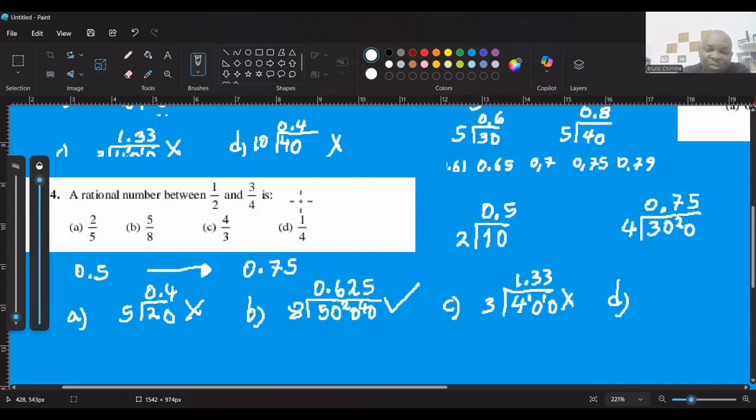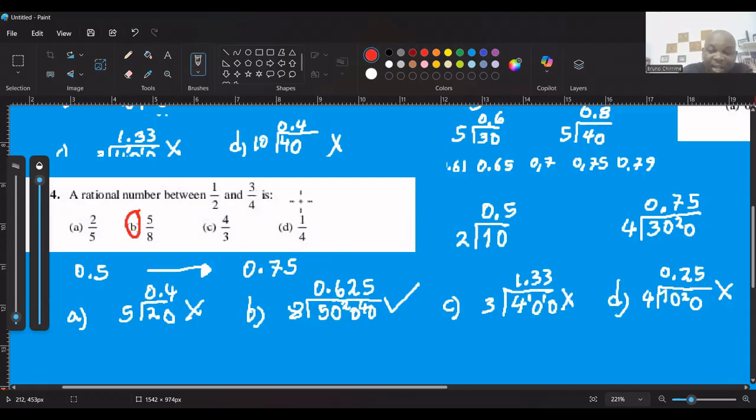So lastly, we deal with D. 1 over 4. We know that to be 0.25. Too small to be part of 0.5 to 0.75, but let's do it. So we're dividing 1 by 4. 4 into 1 doesn't go, 0 point. Add a 0. 4 into 10 goes twice. 2 times 4, 8. 10 minus 8 gives us 2. We put it here and add a 0. 4 into 20 goes 5 times. 5 times 4 is 20. 20 minus 20 is 0. So indeed 0.25 is equal to 1 quarter. So 25%. So this is also not part of our answer. So the correct answer here indeed is B.